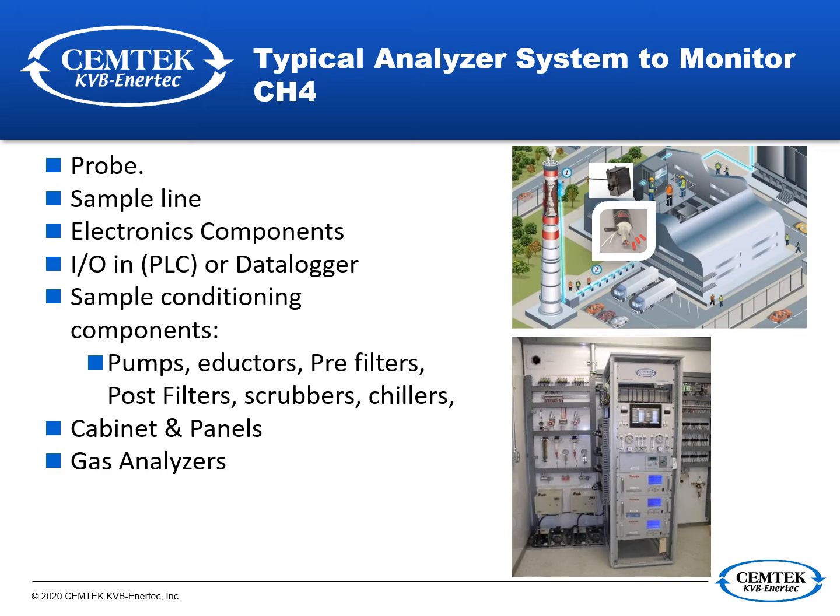Continuous emission monitoring systems are typically based on products that have a probe to pull the sample out of the stack. They have a sample line to pull it down to the analyzer cabinet. And of course, you're going to have an analyzer cabinet to house all kinds of components, including analyzers, panels, sample pumps, chillers, filters, eductors, all types of sample handling.